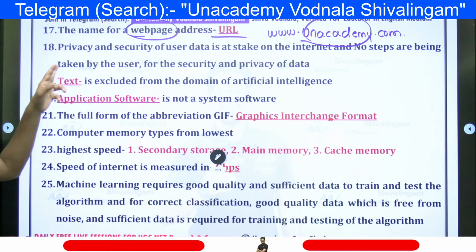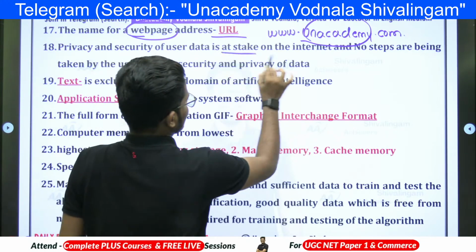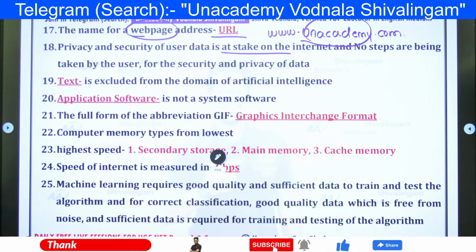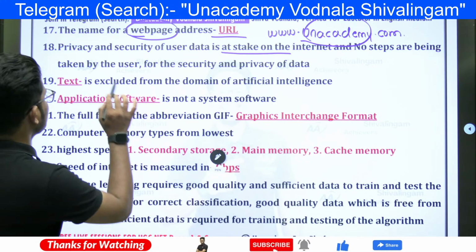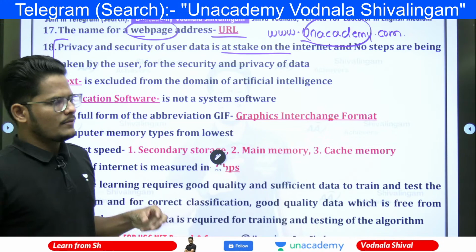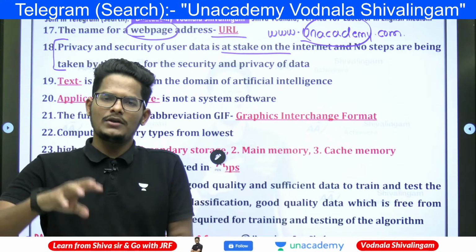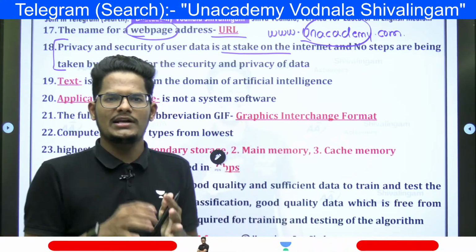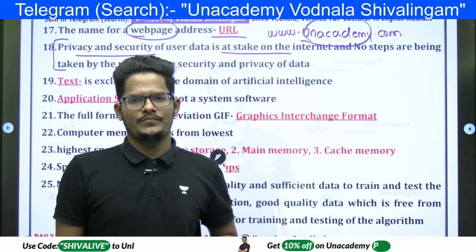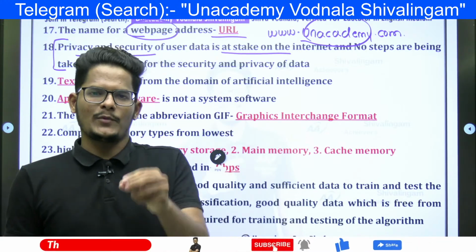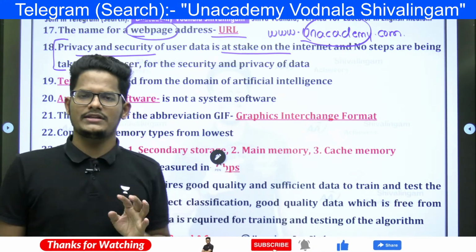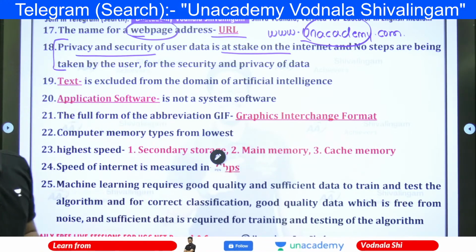Privacy and security of user data is at stake on the internet and no steps are being taken by the user for security and privacy of data. Right? Actually, why is this statement given as correct in one of the previous year questions of 2020? Because even though privacy is at risk, some people knowingly, unknowingly, put their personal data on the internet. Because of social media, this is happening. But only a small number of people are taking proper precautionary measures to protect the privacy of their data. The remaining people don't know how to deal with it. And even though they know about it, they will ignore it. That is what is happening.